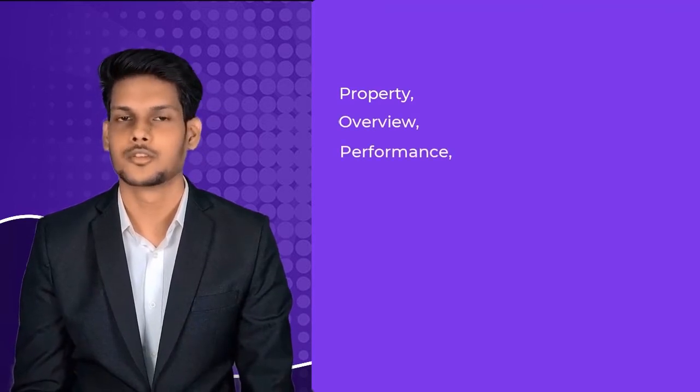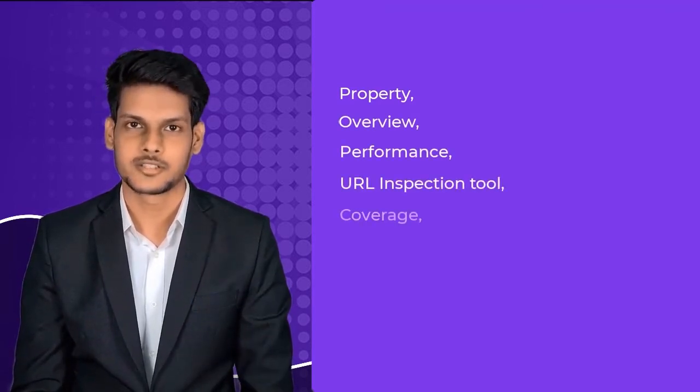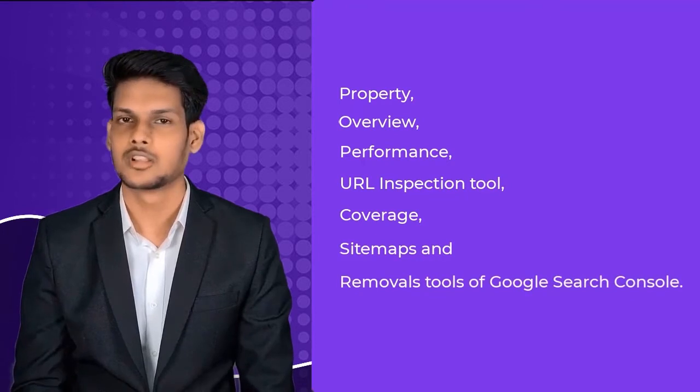This is the third and last part of the Google Search Console tutorial. In the first and second part, I had explained in detail about the property, overview, performance, URL inspection tool, coverage, sitemap, and removal tool of Google Search Console.